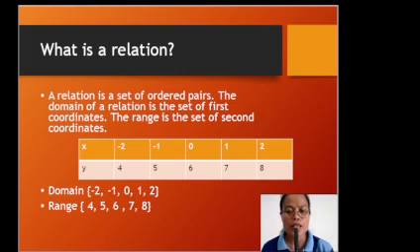We have here the values of x: -2, -1, 0, 1, and 2. And the values of y, we have 4, 5, 6, 7, and 8. Now we are going to identify what the domain and the range are. So we have here the domain, -2, -1, 0, 1, and 2, and the range, 4, 5, 6, 7, and 8. So what have you noticed? The domain are the values of x, and the range are the values of y.